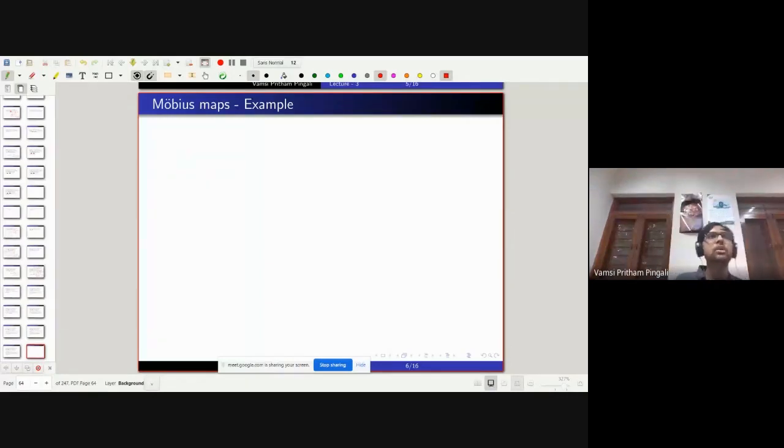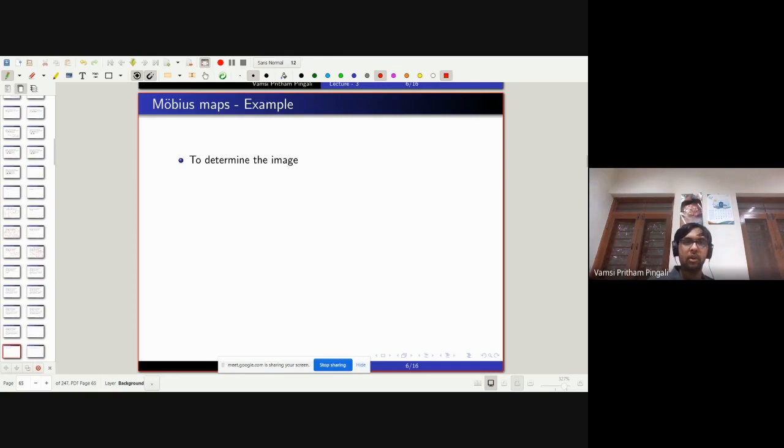So now I'll do some examples of Mobius maps. What do I mean by doing examples? Of course, if you take az plus b over cz plus d, if you plug in your favorite values for a, b, c, and d such that ad minus bc is non-zero, that's an example, right? That's not what I mean. Okay, what do I mean?